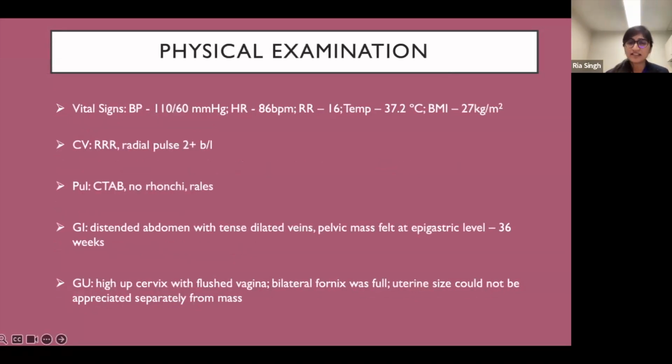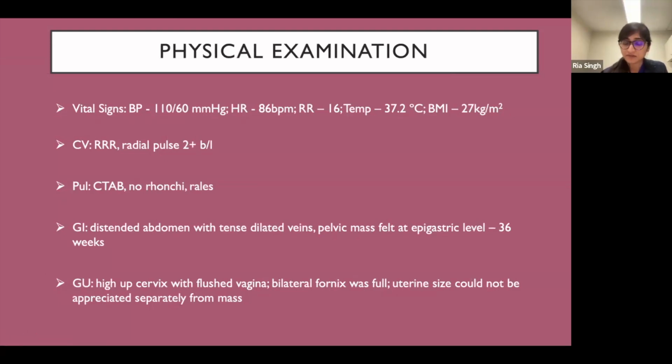Now, on physical exam, no concerning vital signs were observed. Her cardiovascular and pulmonary exams were also normal with no pertinent positives. When evaluating her gastrointestinal system, we noticed a distended abdomen with tense dilated veins. A pelvic mass was felt at the epigastric level at about 36 weeks. As for her pelvic examination, a high-up cervix was observed with a flushed vagina.